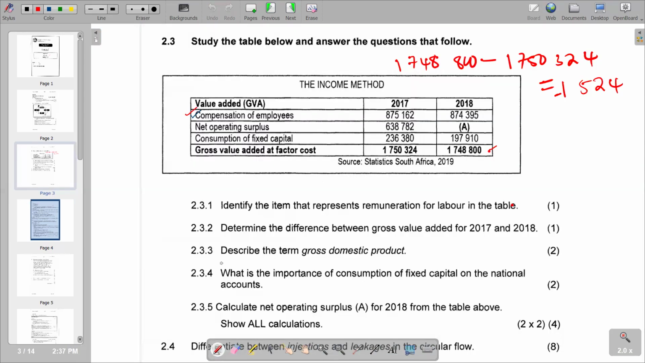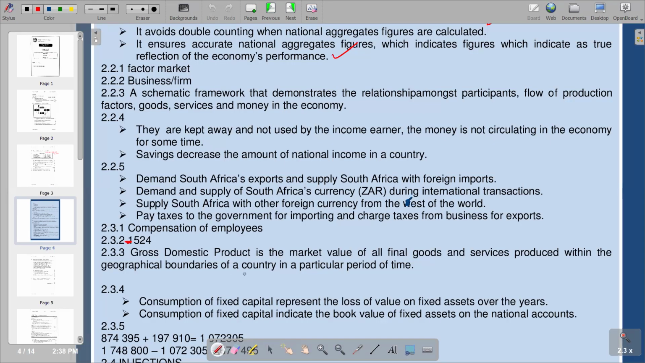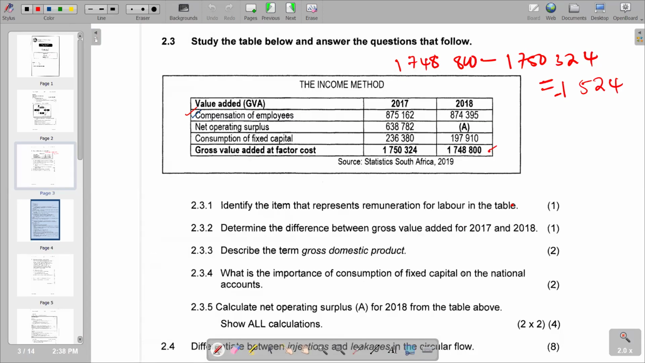So going back to point 3, describe the term gross domestic product. We know that gross domestic product is the market value or the monetary value of goods and services that are produced in the local economy within the national boundary. So basically, if you go to the other section, we have the description of final goods and services in a particular period of time. And the period of time usually is annual, which is after a year.